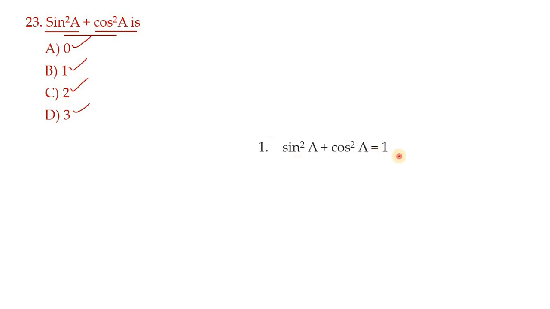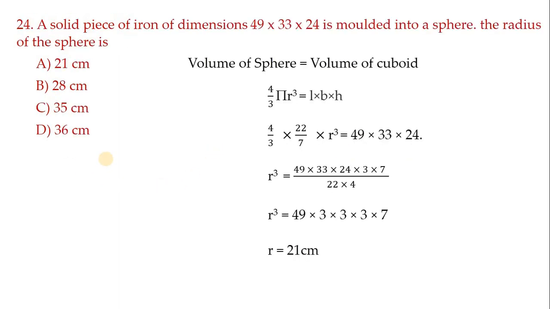Sin square A plus cos square A is 0, 1, 2, 3. It is an identity, children. Sin square theta plus cos square theta is equals to what? Is equals to 1. So correct option is B. Next one.